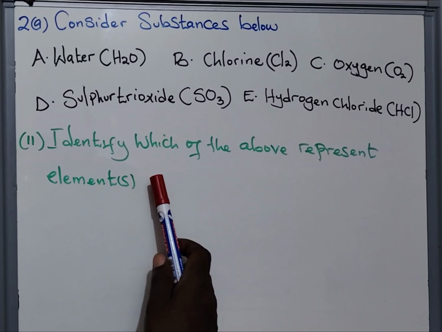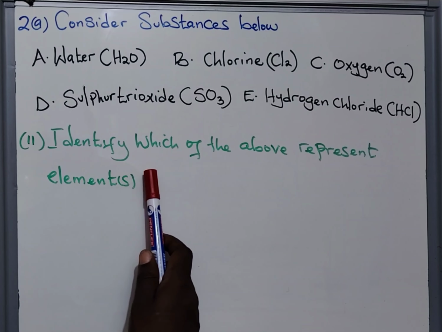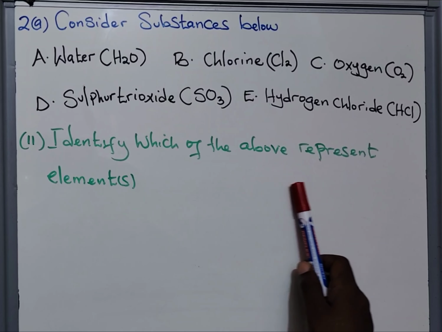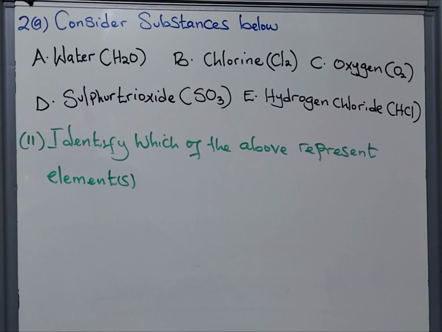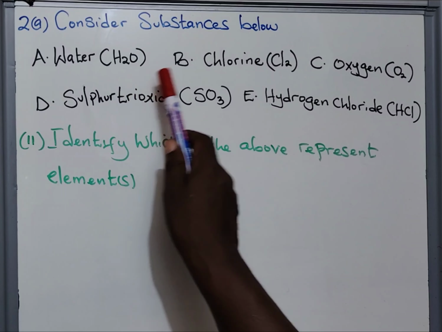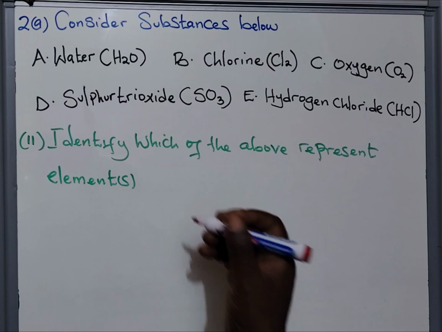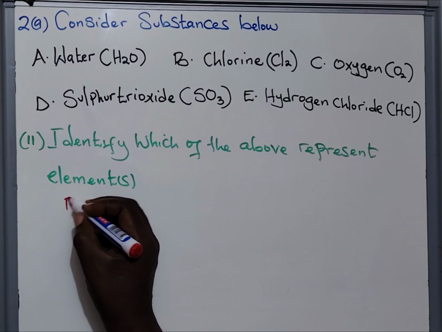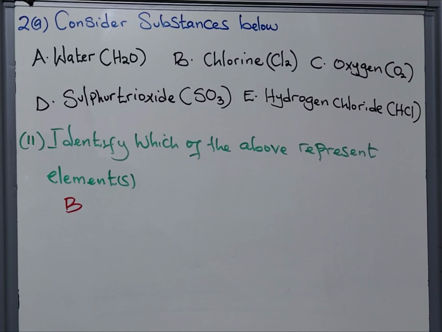Yes, and then comes this one. It says, identify which of the above represent element or elements. Okay, you have to know that an element must consist of entirely one kind of atoms. So which one consists of entirely one kind of atom? This one has hydrogen and oxygen, so it's not an element. But chlorine consists of only one type of atoms, so the answer is B.